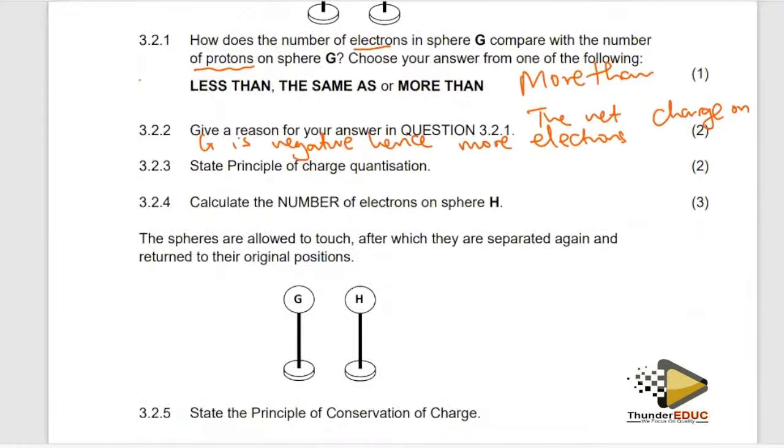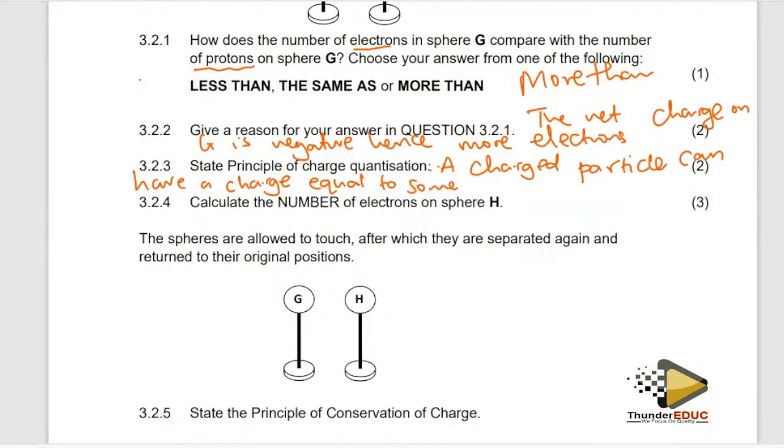Then state the principle of charge quantization. This principle simply tells us that a charged particle can have a charge that is equal to an integral number. In other words, they want you to explain what Q equals nE represents, because that is charge quantization. Then 3.2.4. Now they're asking us to calculate the number of electrons on H.